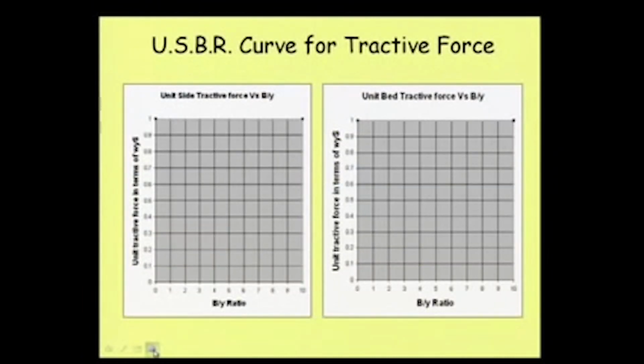Well, first you can see in this graph, on this side B by Y ratio is plotted. They examined B by Y up to 10, and then on the y axis is the unit tractive force in terms of WYS, where W again means unit weight of water. So, suppose I get a point here at 0.4, it means it is 0.4 WYS.